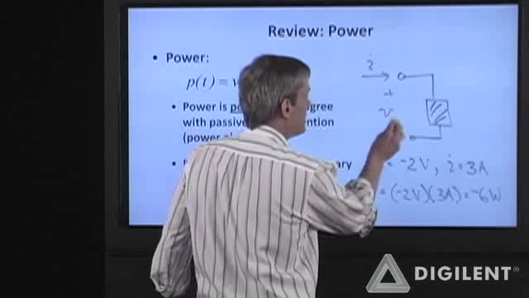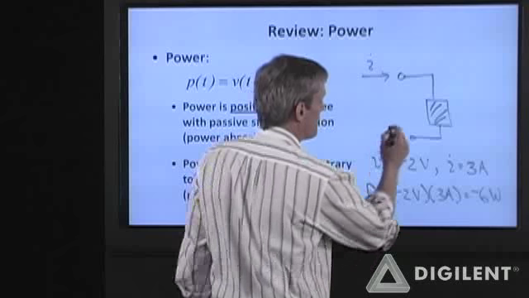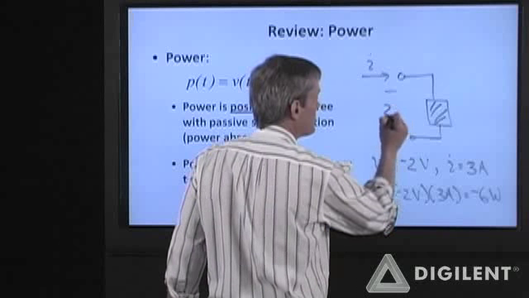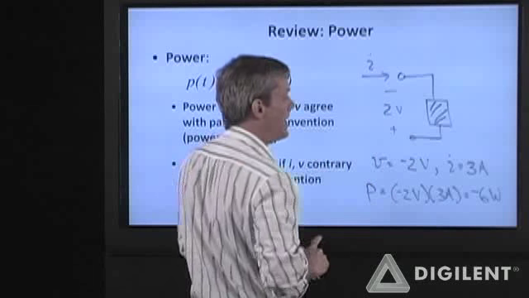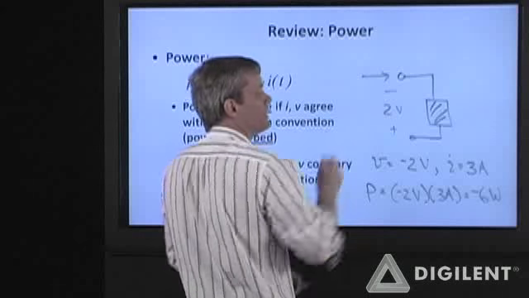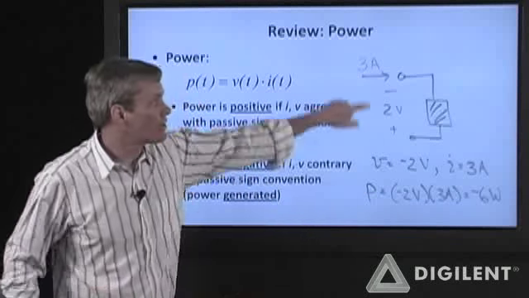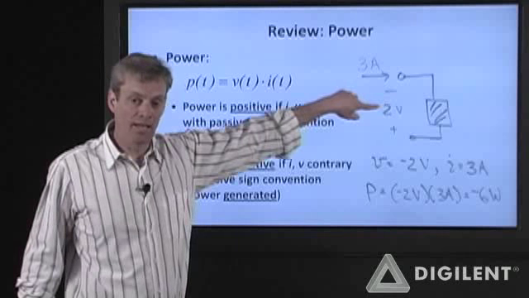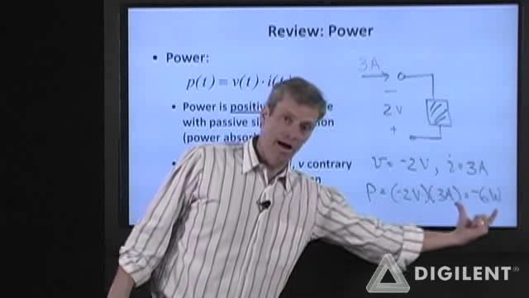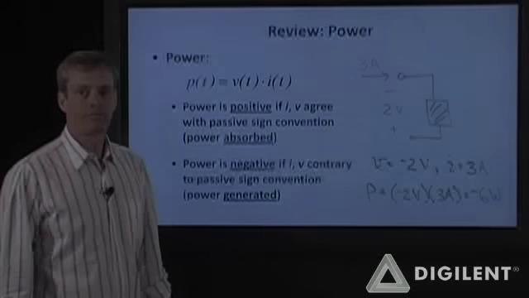Because the voltage polarity is plus minus 2 volts, I is going in the direction I've indicated here, which is 3 amps. Current is actually going into the negative voltage node, so power is being generated.